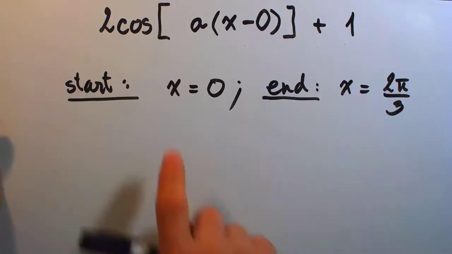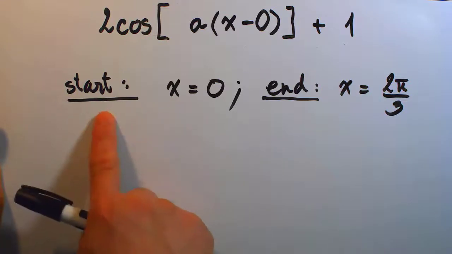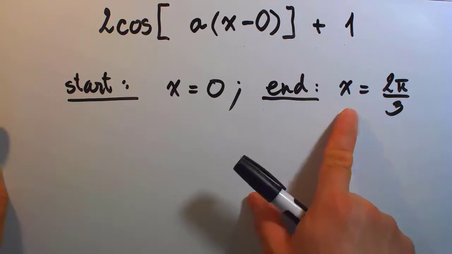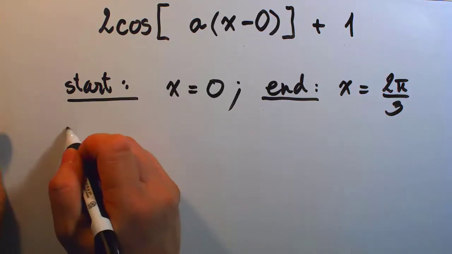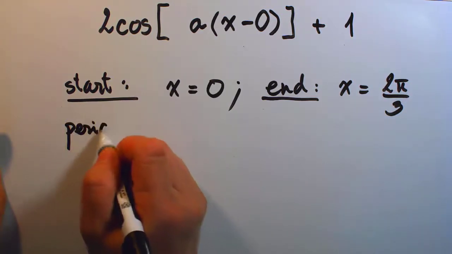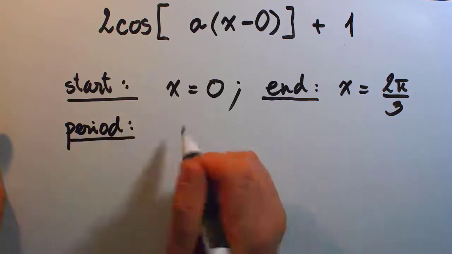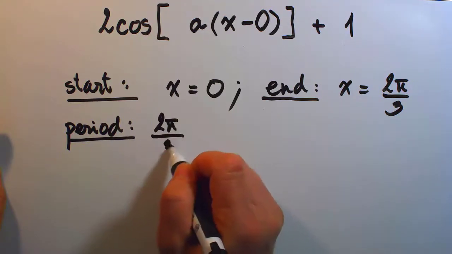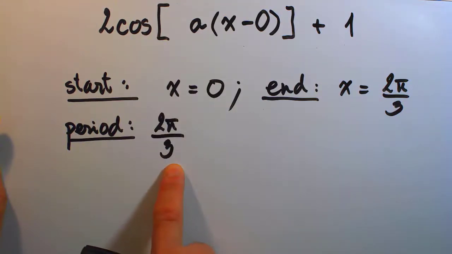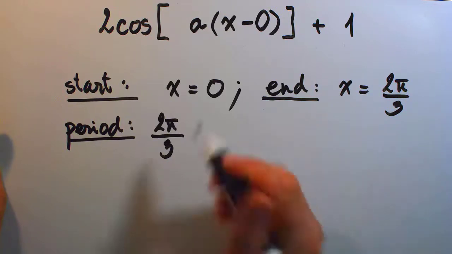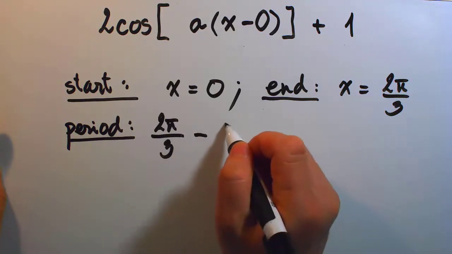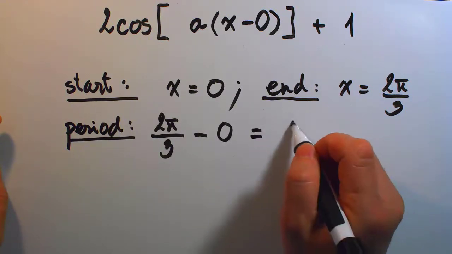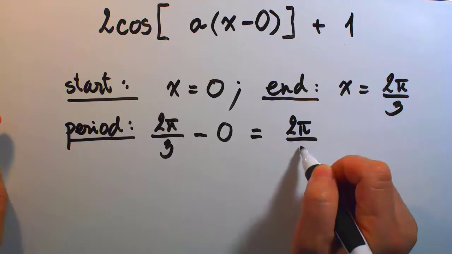From finding that the start of the base unit is at x equals 0 and the end of the base unit is at x equals 2 pi over 3, the period can be quickly found by taking 2 pi over 3, our end of the base unit, subtract our start of the base unit being 0, and that gives us the total period interval being 2 pi over 3.